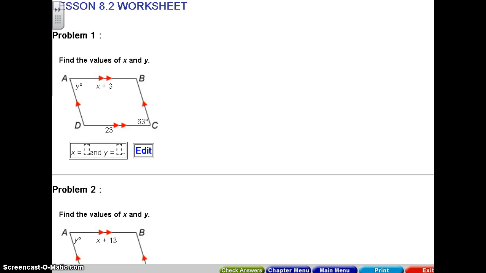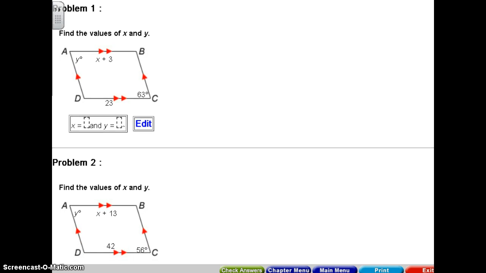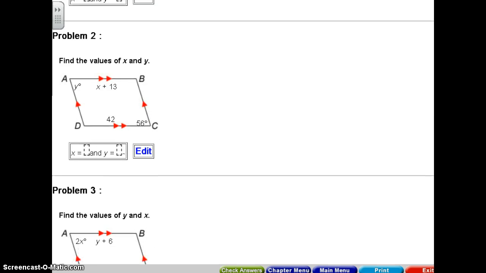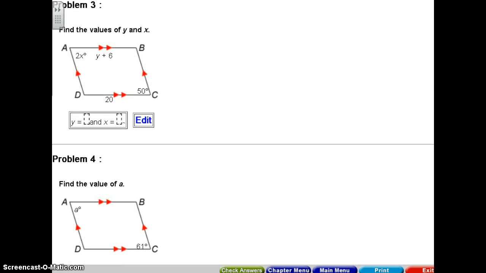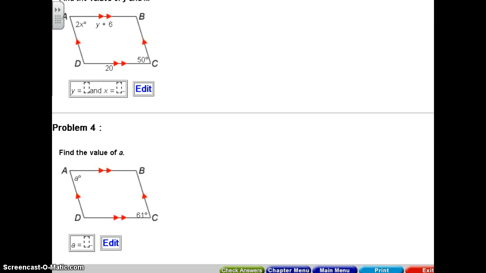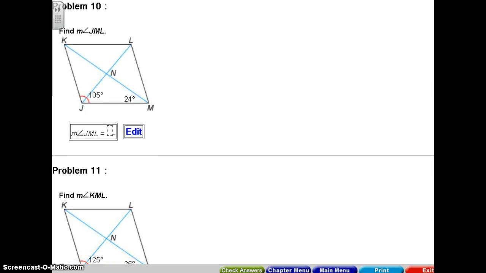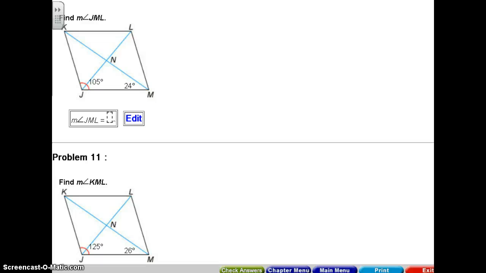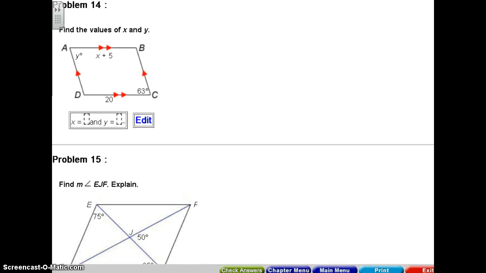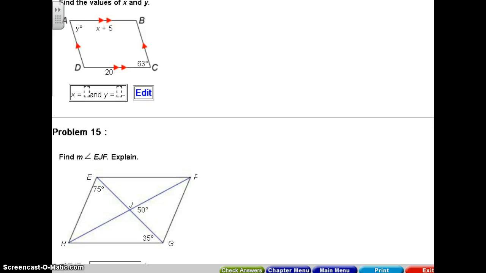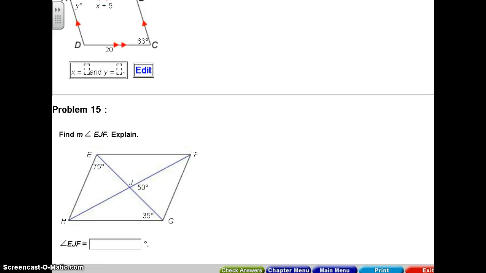Okay, before going on and taking notes, you need to complete the next set of problems. So you're going to have to pause them and write the problems down and then solve them. So here's 1 and 2, 3 and 4, 10 and 11, 12 and 13, 14, and there's 14, and there's 15.